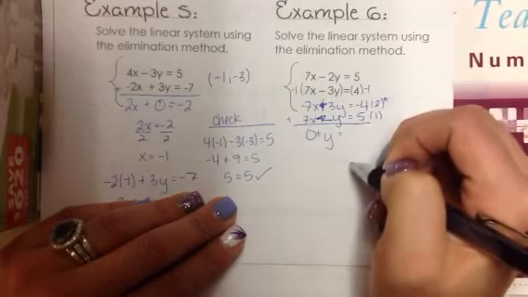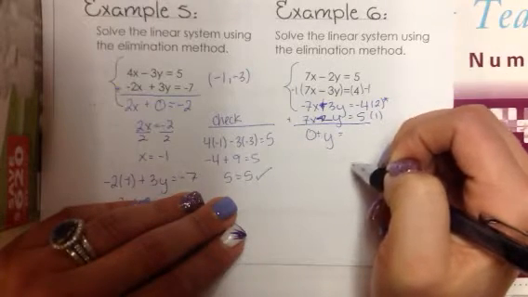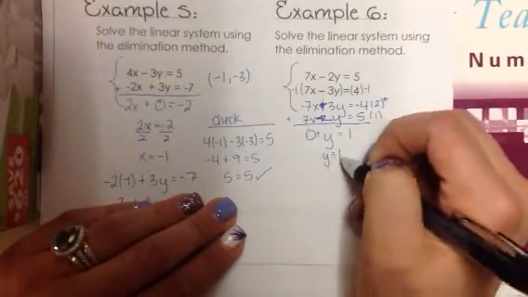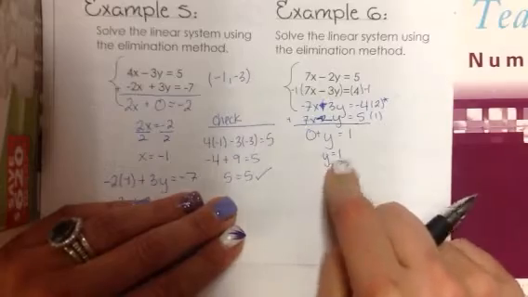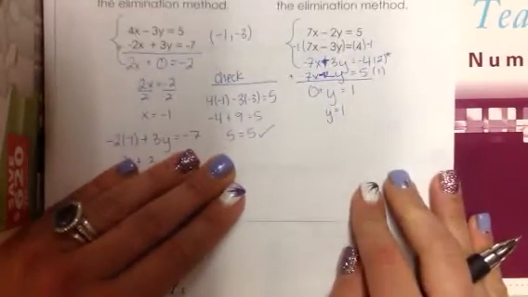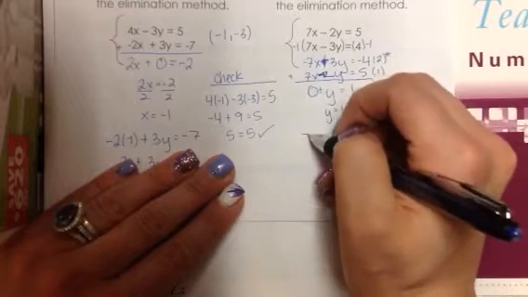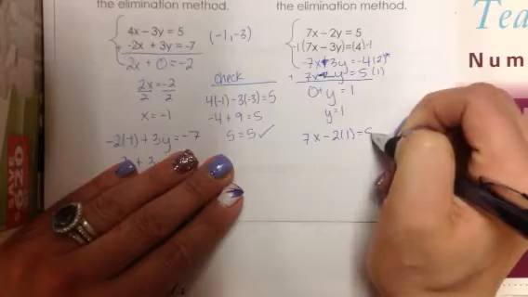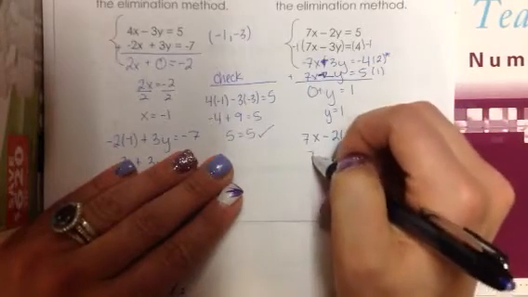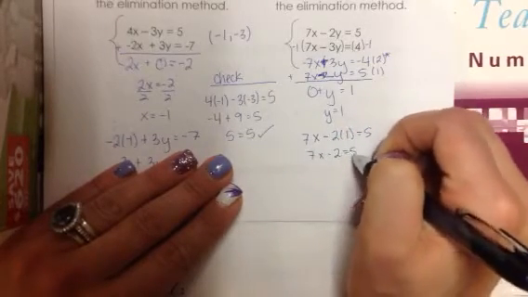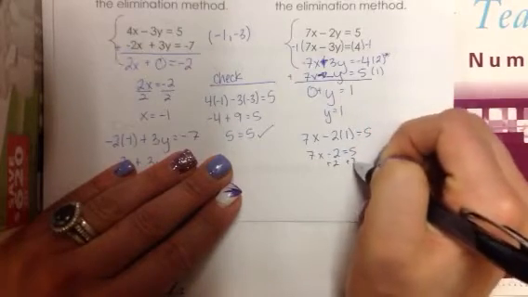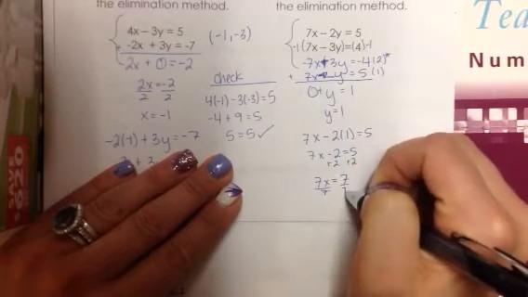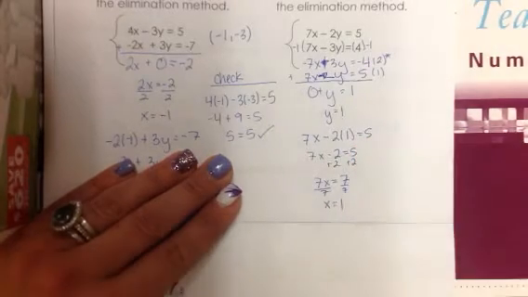And then negative 4 plus positive 5 is positive 1. So right off the bat, we get that y equals 1. And I need to plug this into one of the original equations. So let's plug it into the first one. 7x minus 2 times 1 equals 5. 7x minus 2 equals 5. I add 2 to both sides. 7x equals 7. Divide both sides by 7. And I get that x also equals 1.